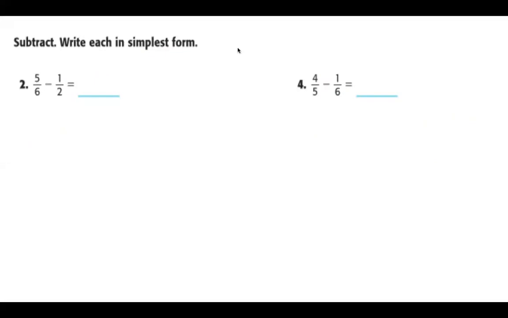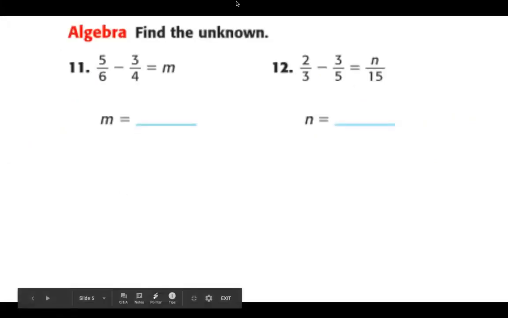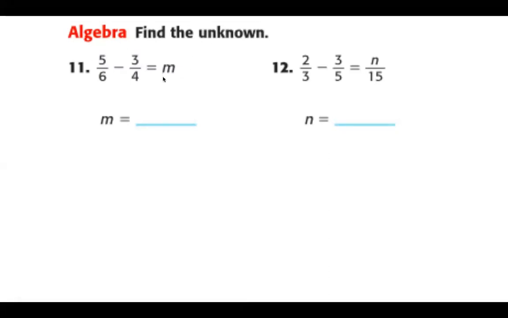Okay, we have 2 more problems to go over. And then you guys will be able to get started. Okay, so on this one, it's our algebra, finding the unknown. Reminder, we saw this with adding fractions. We have our variables here. When we see the letters, those are called variables. Those are our unknown numbers.